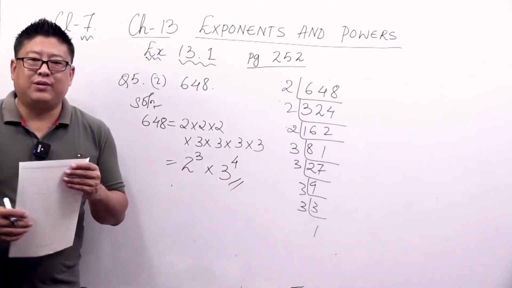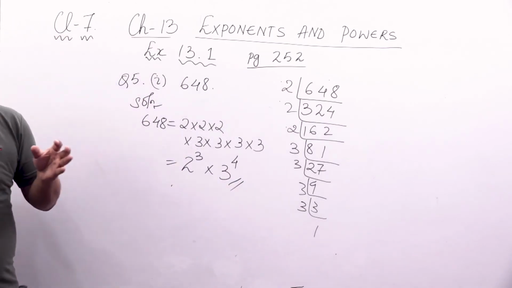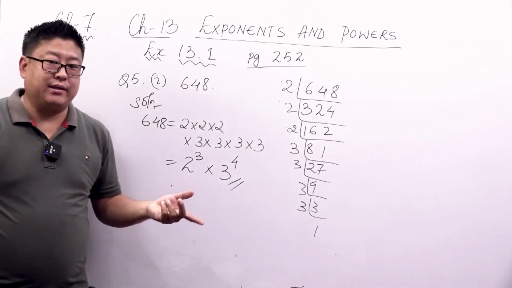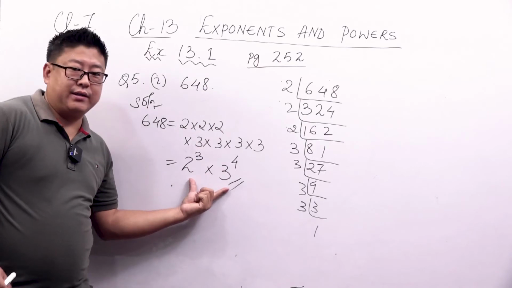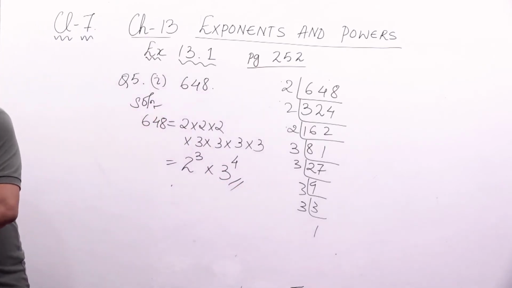All right. So this is all about expressing the number as a product of its prime factors. These are your prime factors. All right, children. So with this, we'll move on to the next question.